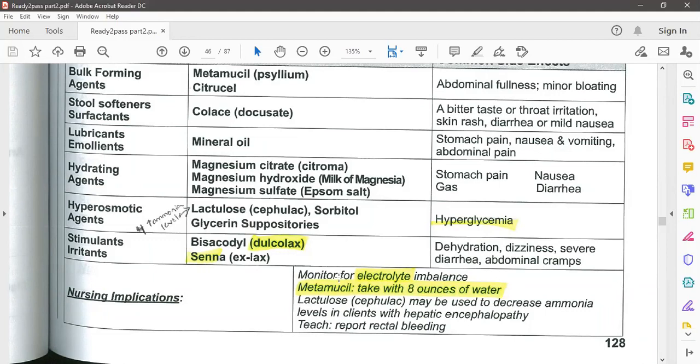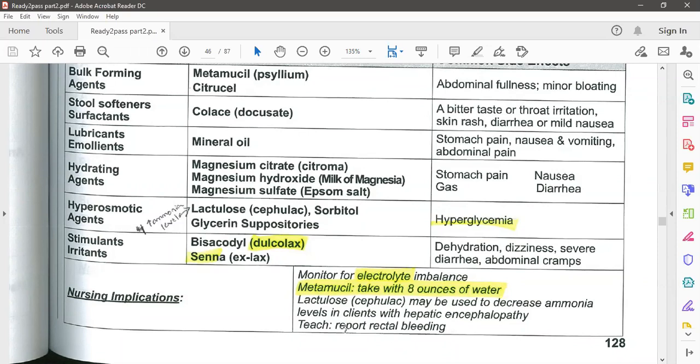So, as I told you, when you prescribe laxatives, especially lactulose or other laxatives, we have to monitor the electrolyte levels, because the patient has a chance of developing electrolyte imbalance. Especially psyllium or Metamucil is usually taken with 8 ounces of water. You have to mix it with the water, and the psyllium should be dissolved. Metamucil dissolves and then you drink it with water. Lactulose may be used to decrease ammonia, what we discussed already. And also we use it for the treatment of hepatic encephalopathy. And also, we have to educate our patient to report any kind of rectal bleeding, right?